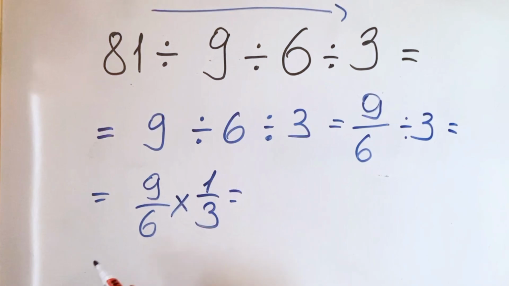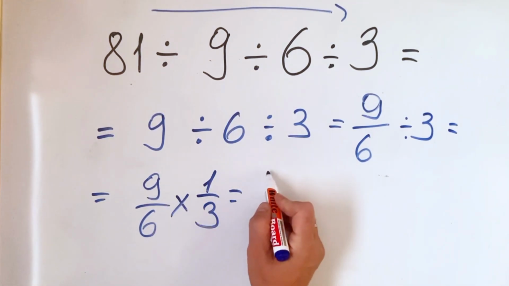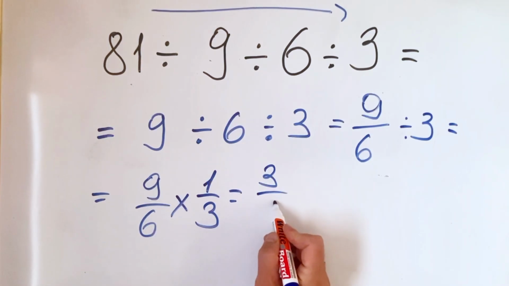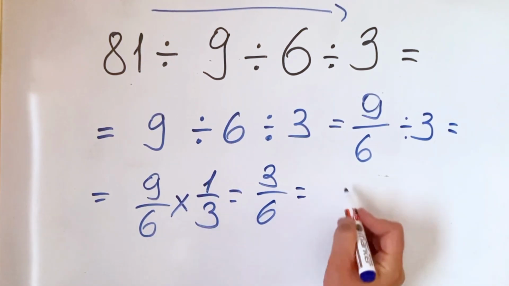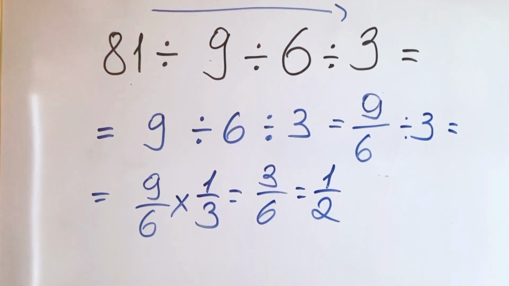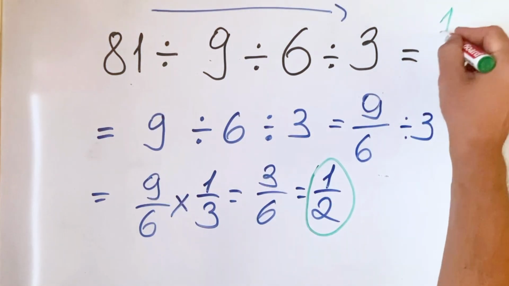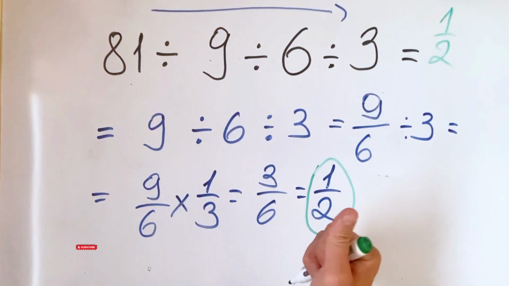Okay, now it's very easy and pretty straightforward. We cancel the 3 and we get 3 over 6, and we get 1 over 2. So for those of you who answered 1 over 2, congratulations, because this is the correct answer.